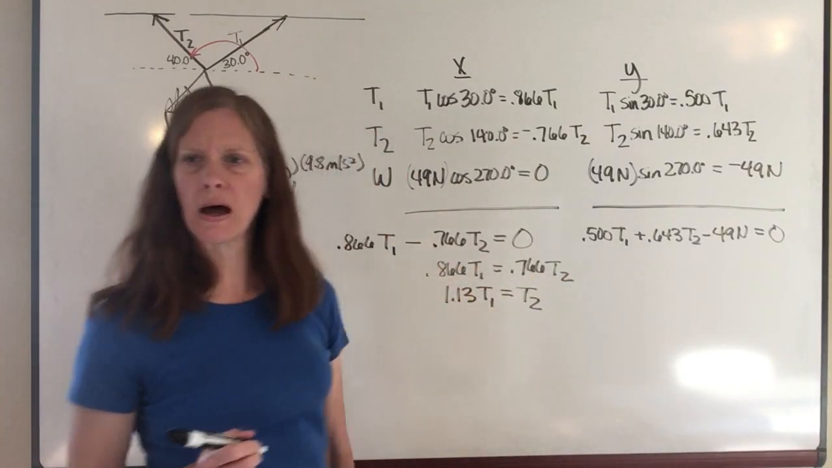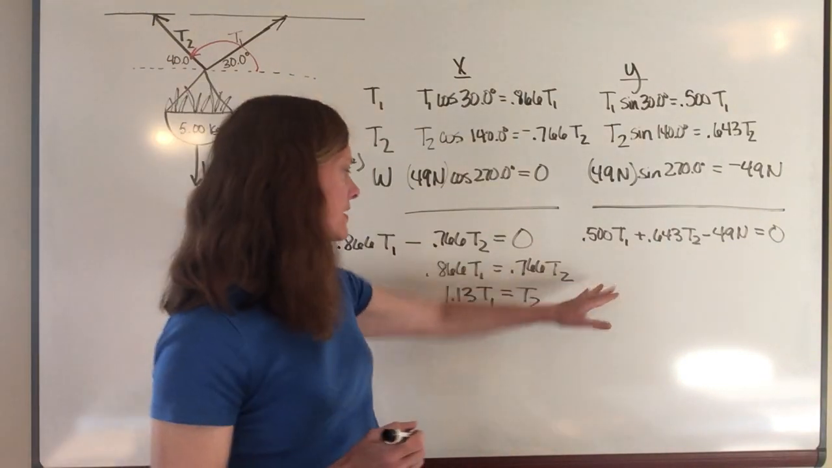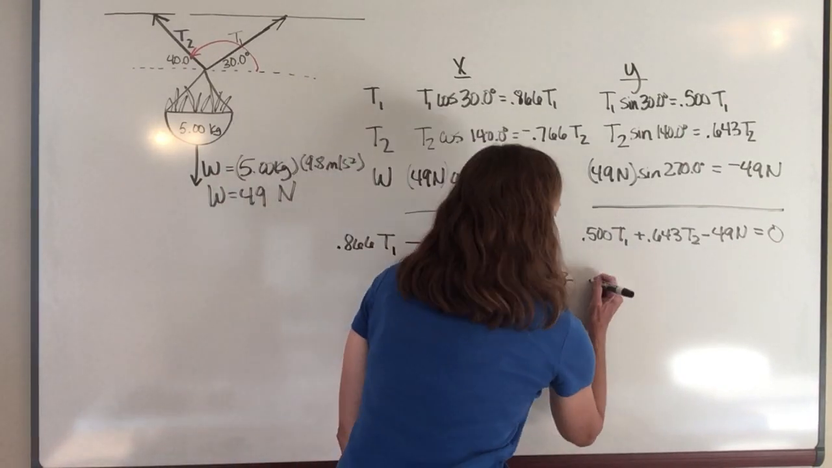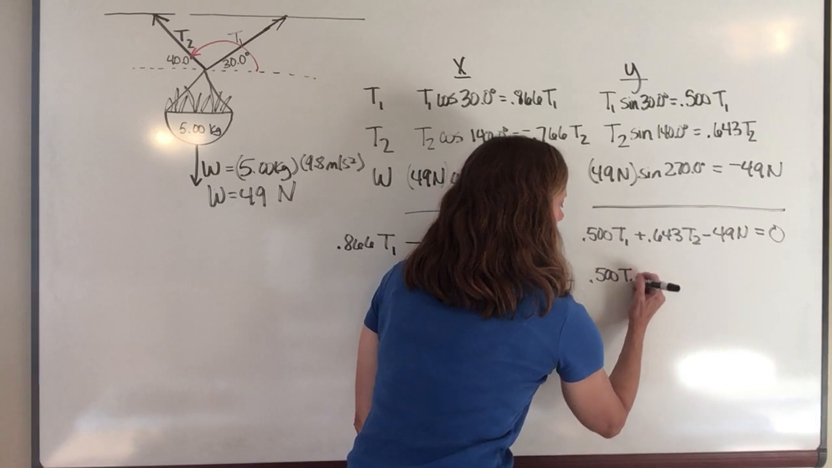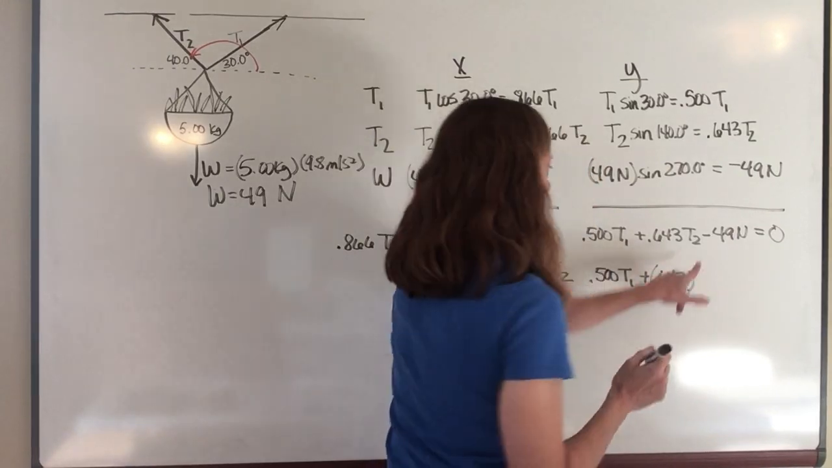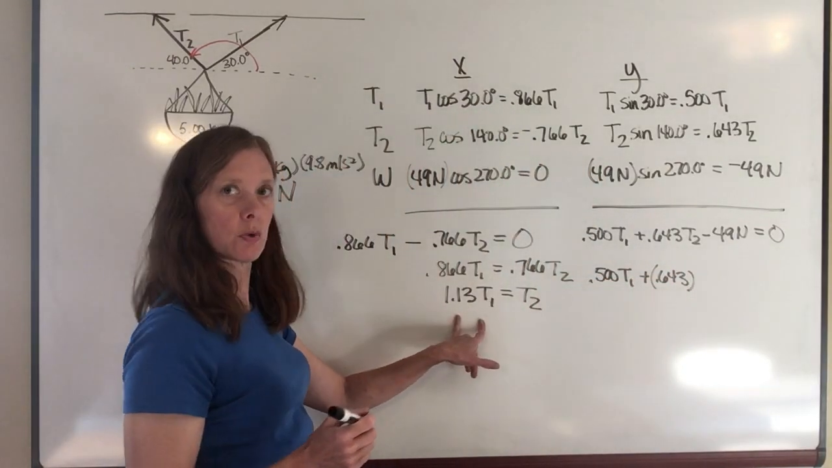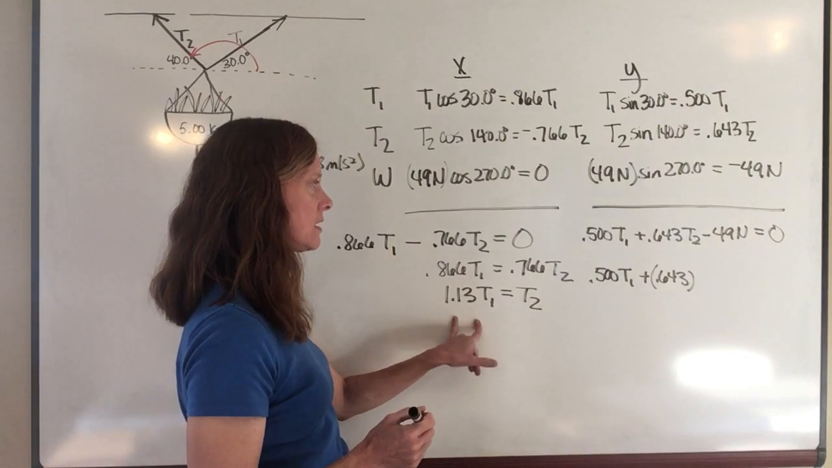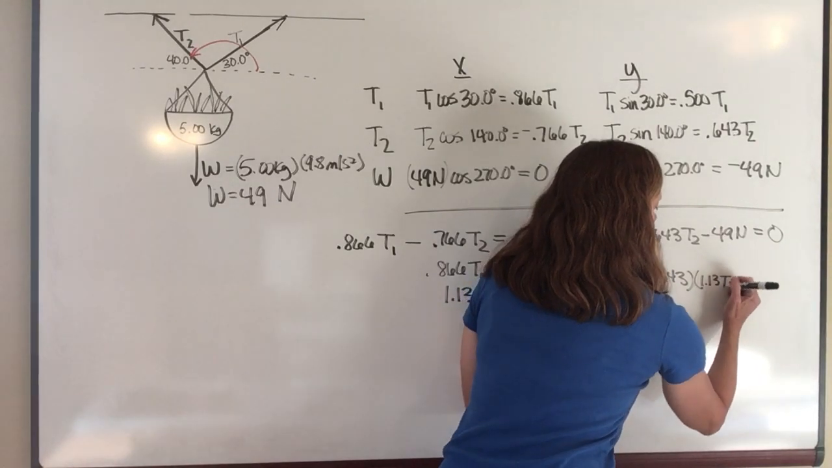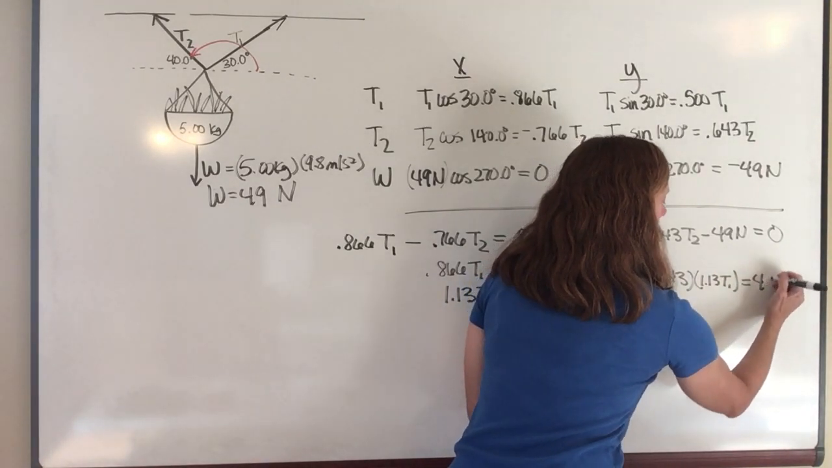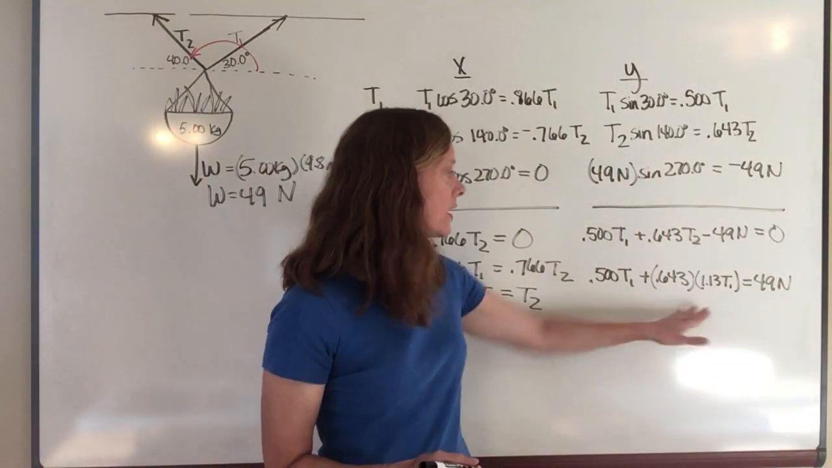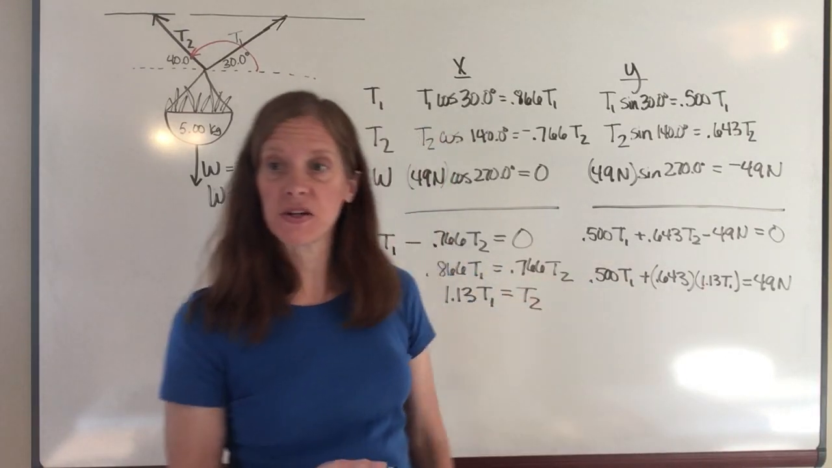What I want to do is take this relationship and put it in over here. So I'm going to take 0.500 times T1 plus 0.643, but I know T2 is the same as 1.13 times T1. So I'm going to plug this in for this T2 over here. So this is going to be 1.13 times T1 equals, I'm going to move that 49 newtons to the other side so that it's positive. Okay? Now I have one equation and one unknown, so now it's not difficult to solve.